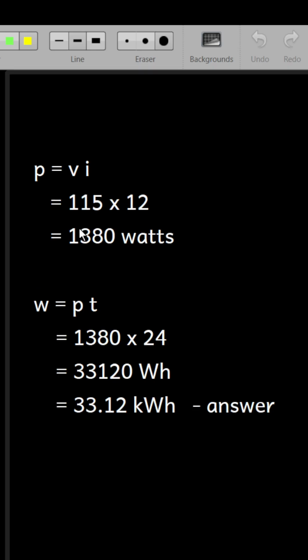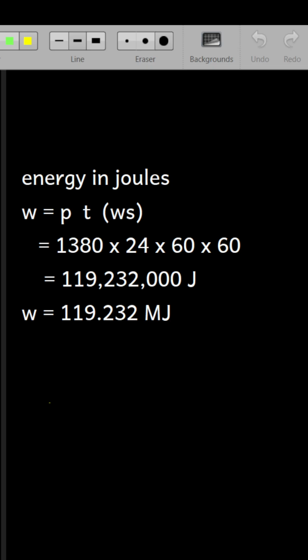So power is equal to VI, that is equal to 115 multiplied by 12. So you get 1380 watts. Then work done W, that is the energy, is equal to P into T. So it is 1380 watts multiplied by 24 hours, right? So that is equal to 33,120 watt hour, which is equal to 33.12 kilowatt hour. This is the answer. But you can also convert it into joules.